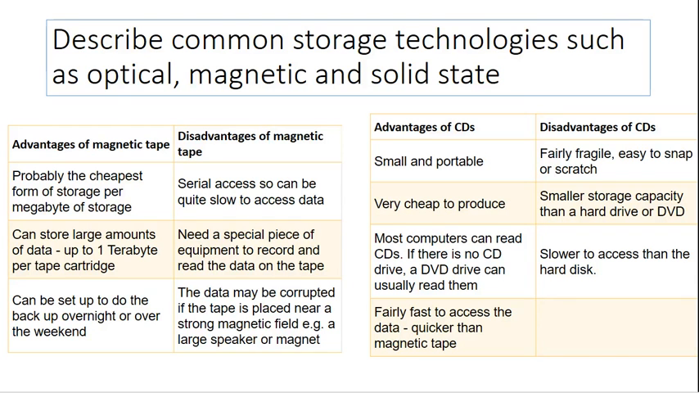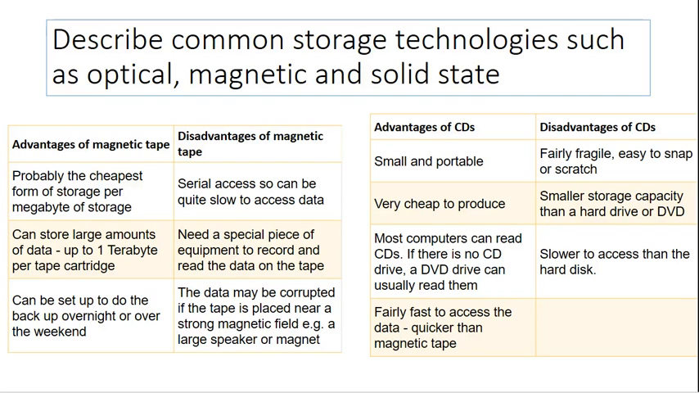Here we're going to be looking specifically at magnetic and optical devices, so we can see some advantages and disadvantages of both of them. I've not included solid state purely because A, I've not got enough room, and B, I want to really talk through the differences between optical, magnetic versus solid state. So magnetic, as you can see, it can store large amounts. It's very cheap, you can set things up, and it's got serial access, so data access can be very slow.